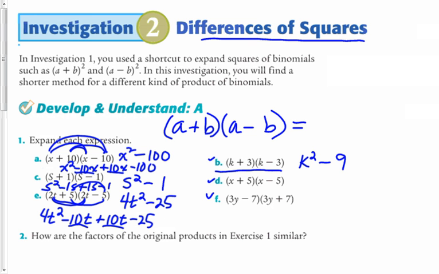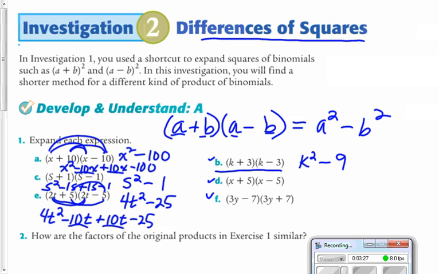So in general here, the quantity a plus b times the quantity a minus b is going to equal a squared, the first term squared, minus the last term squared. A squared minus b squared. Go ahead and do D and F. You can pause here and see if you get those right. I'll put the answers here in a second.